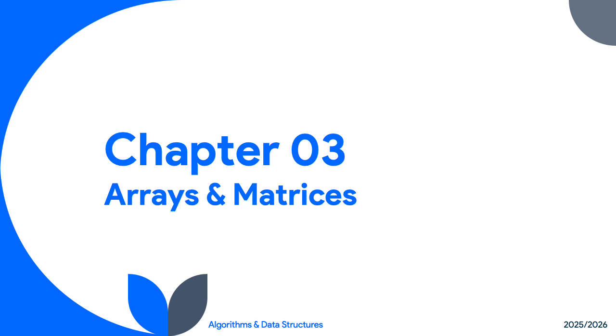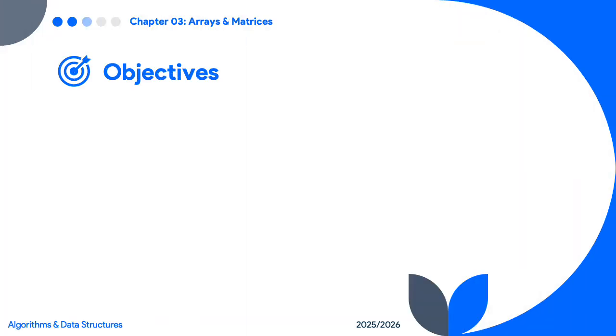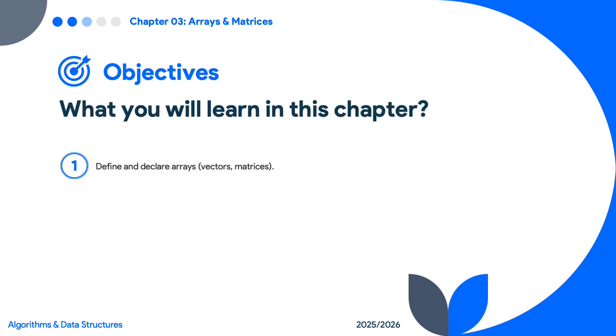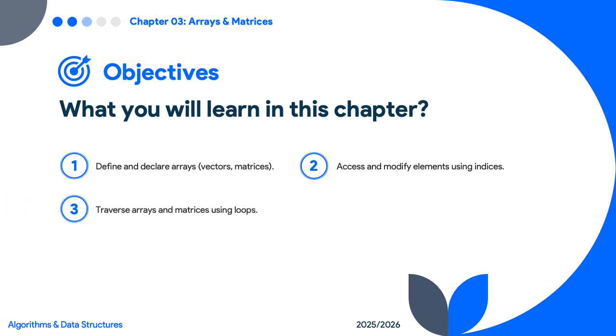Now we move to a very important concept in algorithms, which is arrays, presented as chapter 3, arrays and matrices. By the end of this chapter, you will have the ability to define and declare arrays, and here we talk about vectors and matrices, access and modify elements using indices, traverse arrays and matrices using loops. So you need to have the concept of loops before starting this chapter, and solve problems using collections of homogeneous data, which means data that have the same type.